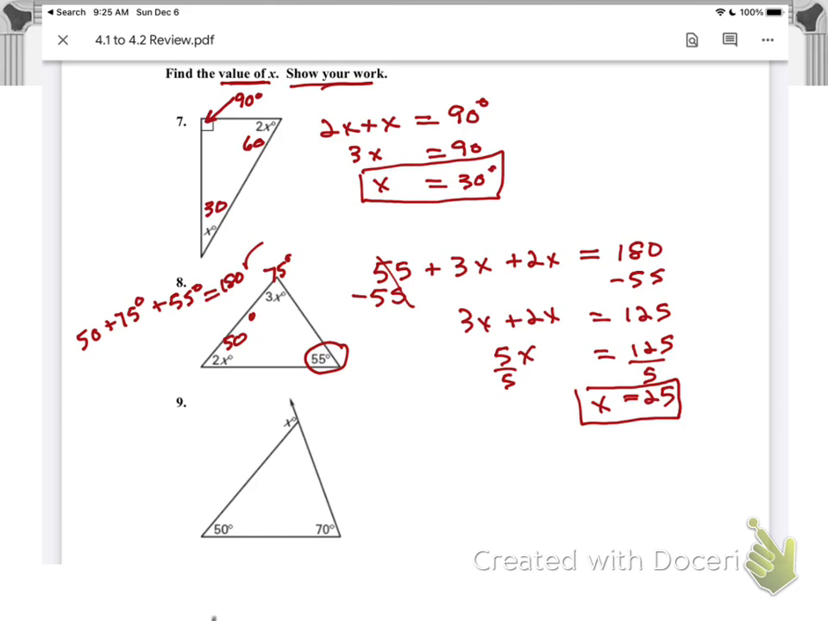Okay, question 9 is a different type of problem. This is based on the theorem of exterior angles. So these two angles down at the bottom are called remote interior.